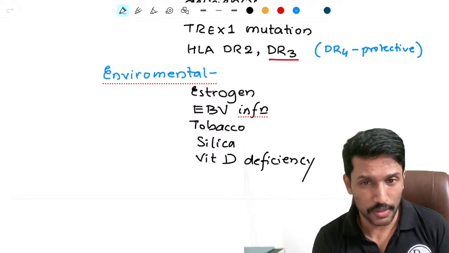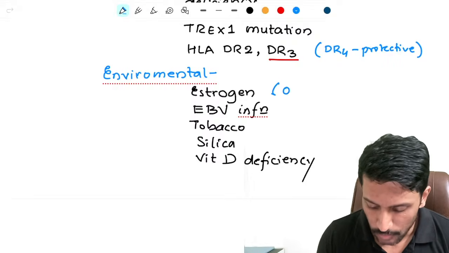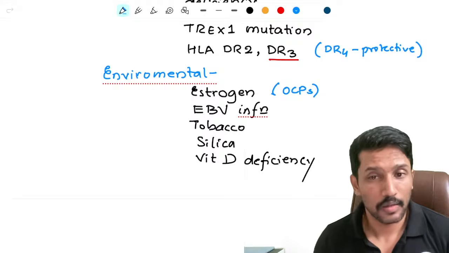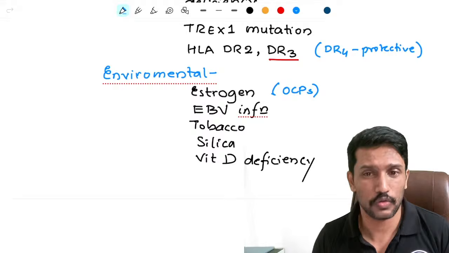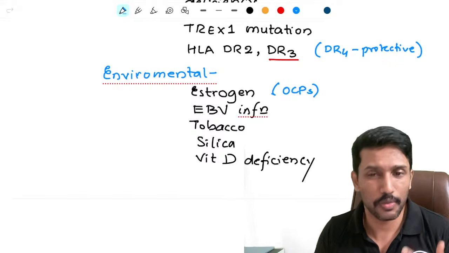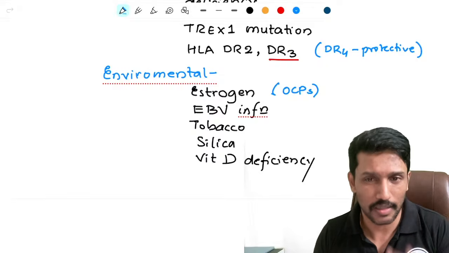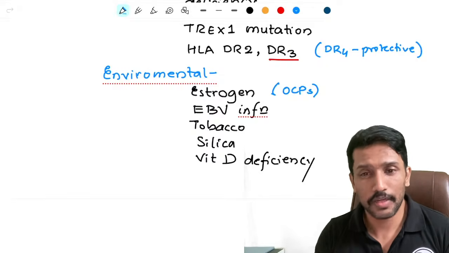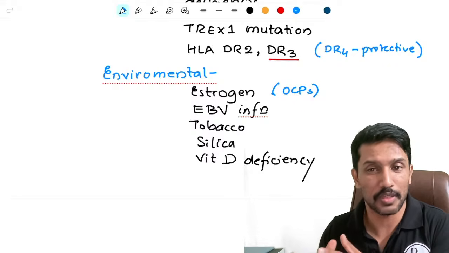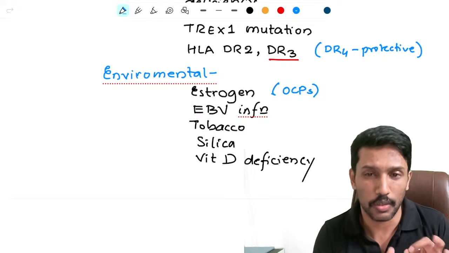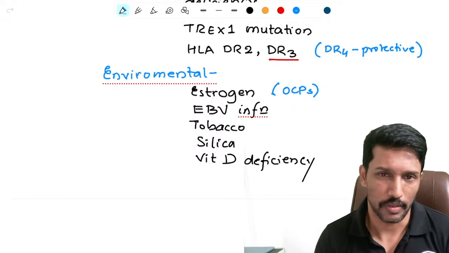Yes, the exposure to estrogen is associated with increased risk of developing SLE, especially when someone is given oral contraceptive pills. And then Epstein-Barr virus infection. I think I've told this earlier also in the series, that if it is an autoimmune disorder and you don't know what to write as risk factors, close your eyes and write Epstein-Barr virus infection. Even if your teachers are not sure, they will not scratch too much of their head to verify whether Epstein-Barr virus infection is linked to this particular autoimmune disease or not. They will consider it as fairly acceptable.